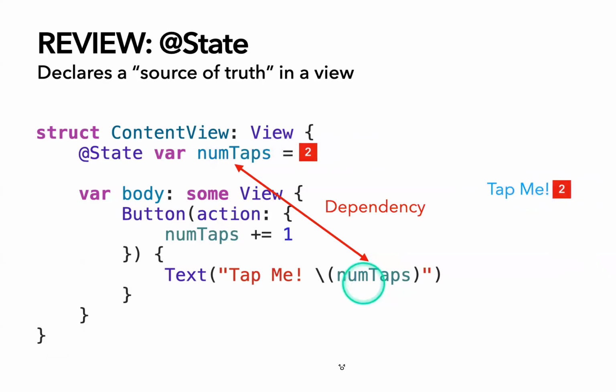SwiftUI tells this view, do you have any dependencies? Yes, we do. Update yourself. And now it's "Tap me 2." Okay, any questions about @State? Does this make sense? Okay. Again, this is very critical.